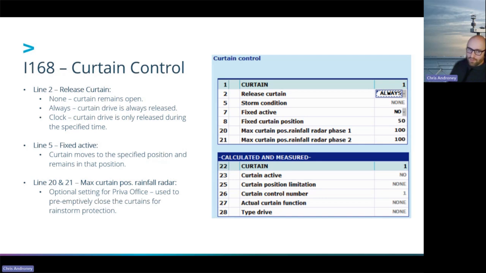And then if we set it for clock, we're able to put a start time and an end time. In other words, we're saying, okay, the curtain is going to be able to work during these periods during the day. Line number 5, there's an option to put a fixed position in for a curtain. So if you say, okay, I want to keep this curtain set to 50% or whatever it may be for however long, you can set that fixed active.